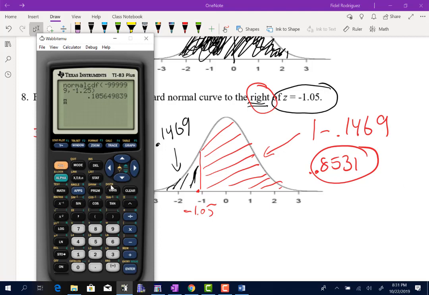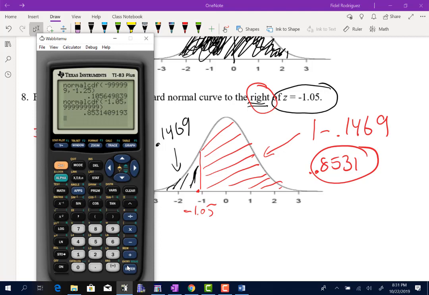I'm going to go second vars. Okay, I'm going to go to normal CDF. What number am I starting off at though? My lower bound is going to be negative 1.05, right? Comma, where am I going to keep going? All the way to infinity and beyond, right? So I'm going to go to 99999 like that. Positive, because we're going in the positive direction. And then I'm going to close off my parentheses and hit enter. Are we coming up with 0.8531?